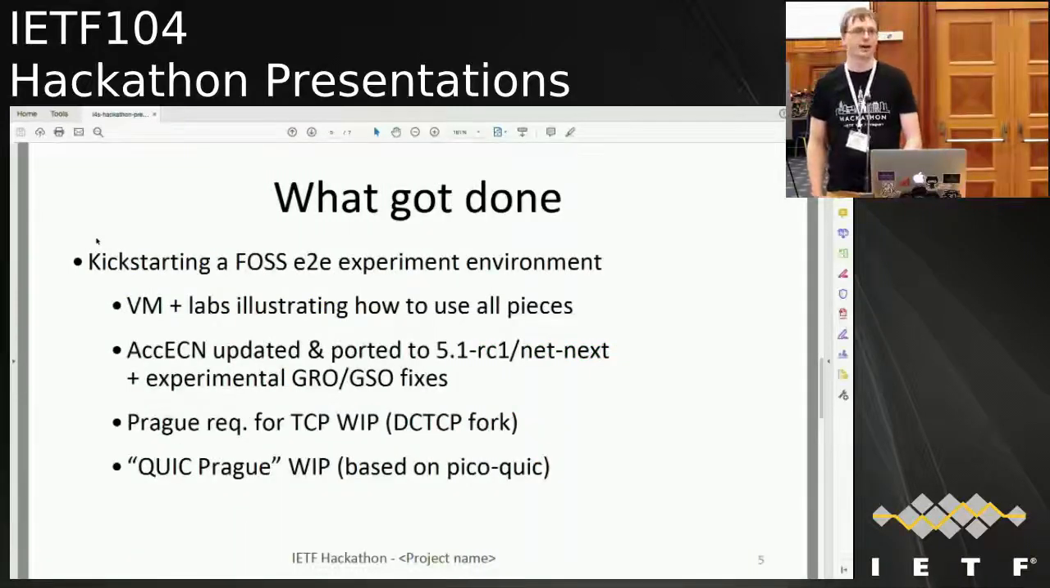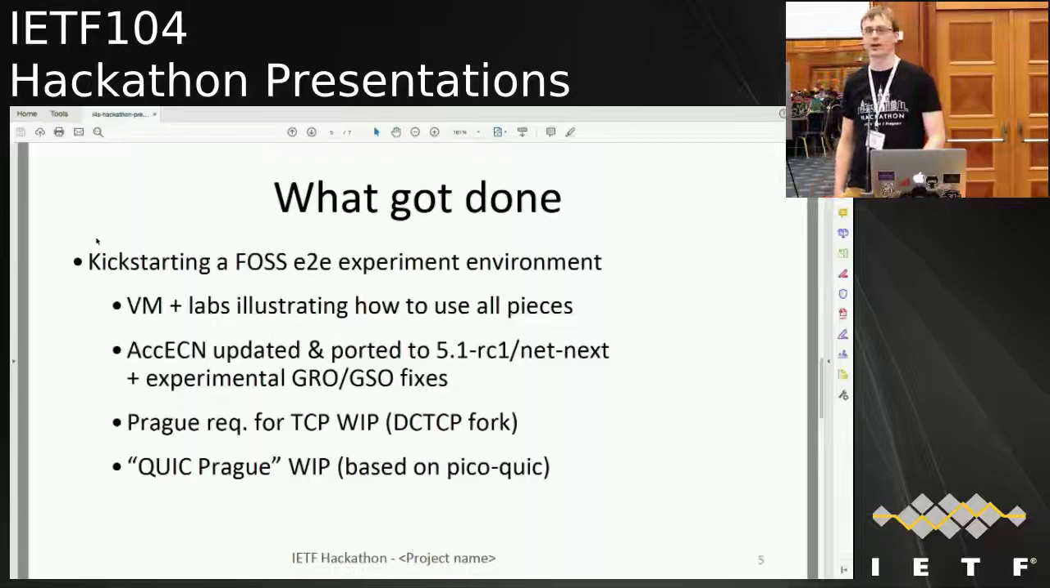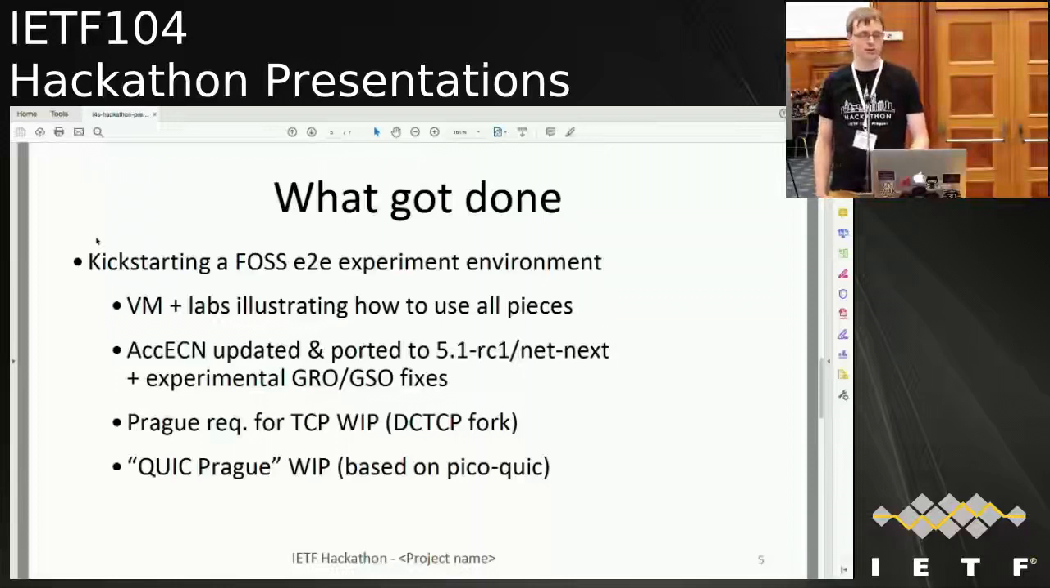So what did we do for the hackathon from there? So we wanted to take all these building blocks and get to a point where we had an environment so that open source people could experiment with it, not only behind closed doors. So we got a bunch of scripts to set up a VM, build up the custom kernel and extensions with sample labs that showcase how to use it if you want to use TCP Prague or DCTCP or something else. We've updated AccECN to the latest revision of the draft and stumbled across a couple of issues with the generic receive offload and segmentation offload, which are extremely important if you want to get high performance.